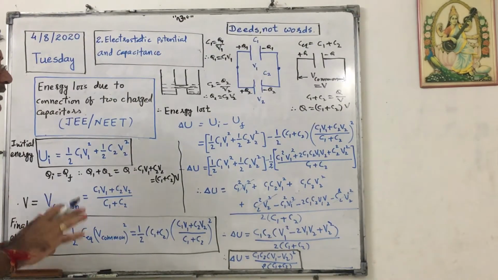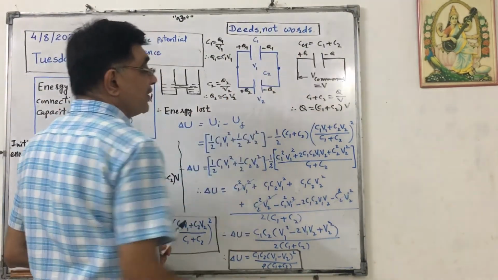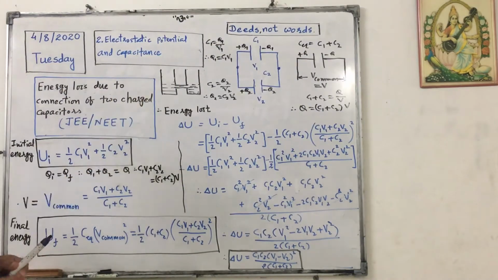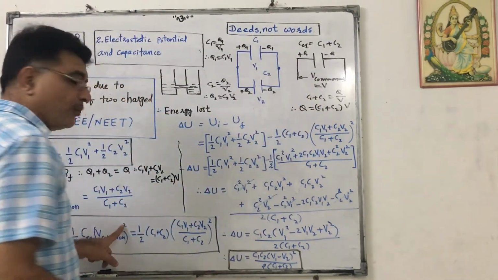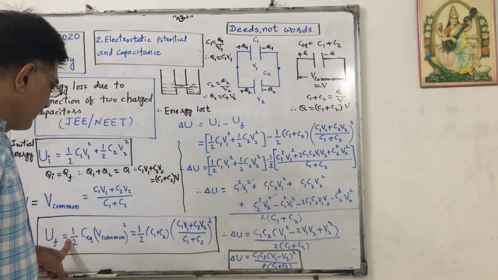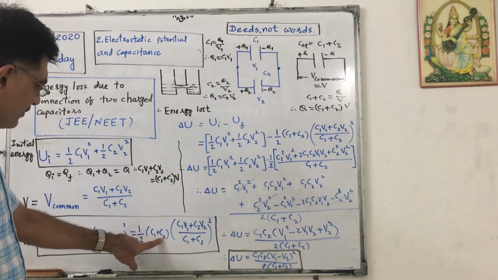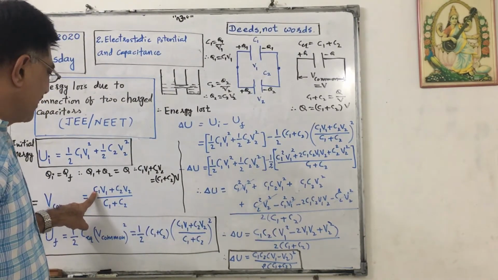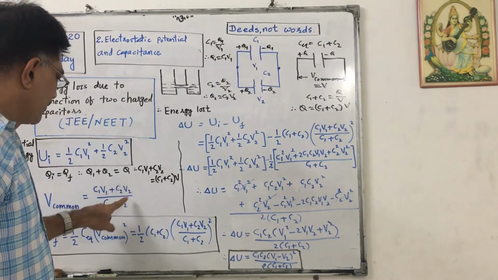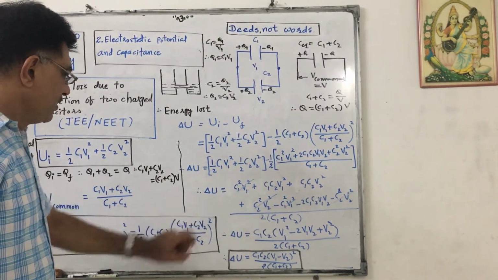Now, final energy. What will be the energy stored in this case? According to 1 by 2 CV square, it is 1 by 2 C equivalent into V common square. So 1 by 2 times C1 plus C2, and V common square means the square of this: (C1 V1 plus C2 V2 upon C1 plus C2) whole square.